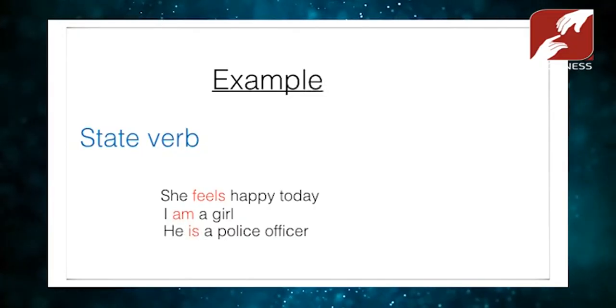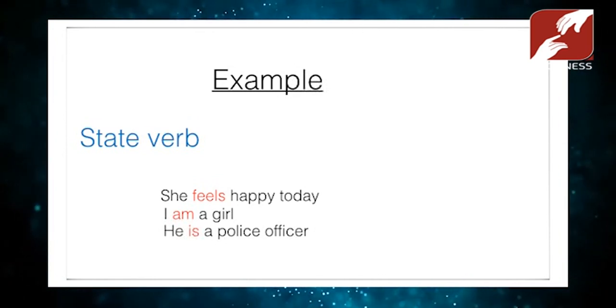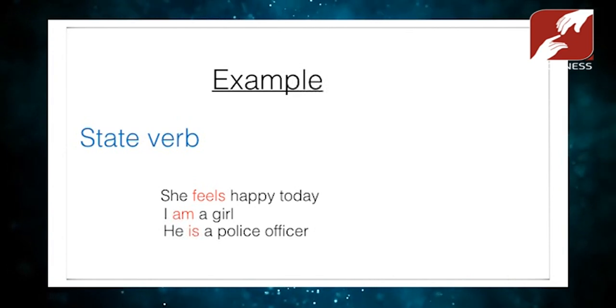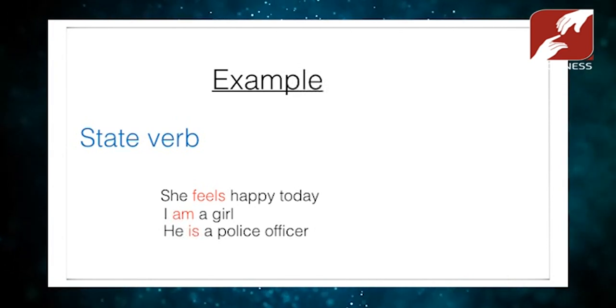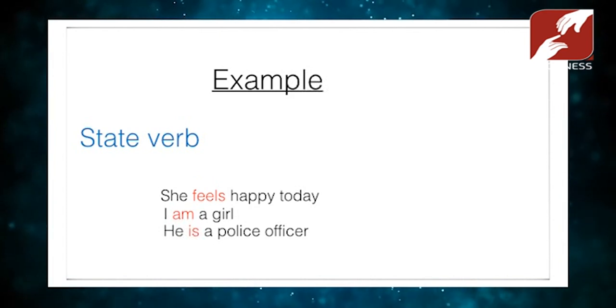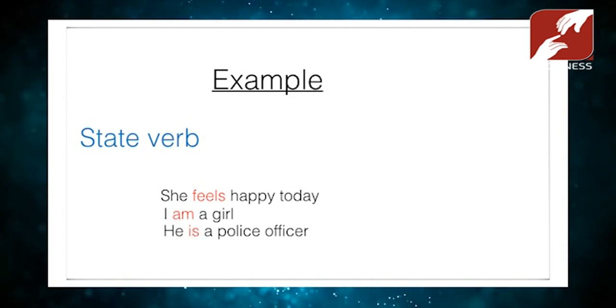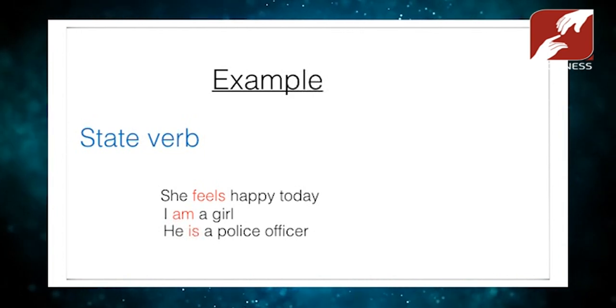Now, let's see some examples of state verb. The very first example: she feels happy today. She feels happy. See, the verb "feels" gives emphasis or focus to the statement. So, which is the verb? Feels is the state verb.